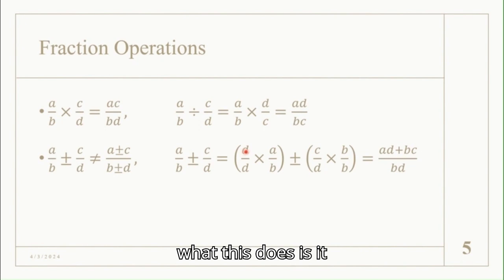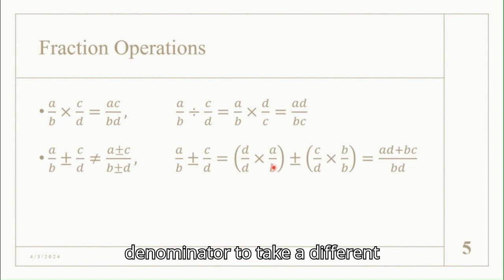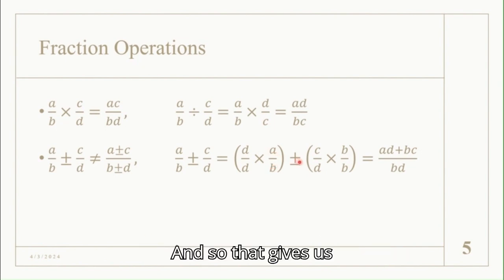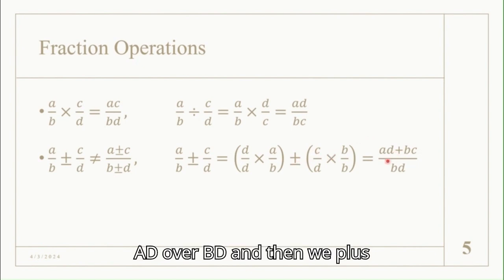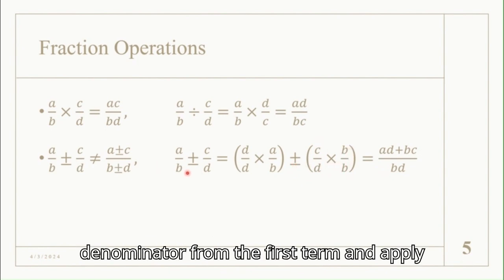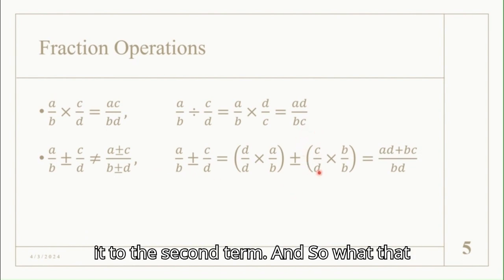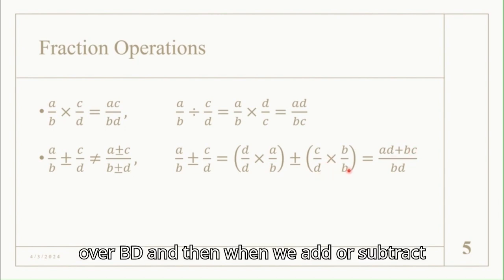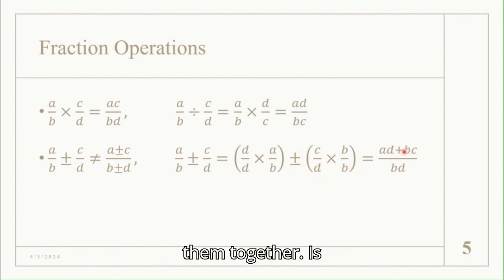But what this does is it forces the denominator to take a different value while also changing the numerator. And so that gives us AD over BD. And then we plus or minus the C over D times the B over B. And so we need to take the denominator from the first term and apply it to the second term. And so what that gives us is BC over BD. And then when we add or subtract them together, it is AD plus or minus BC divided by BD.